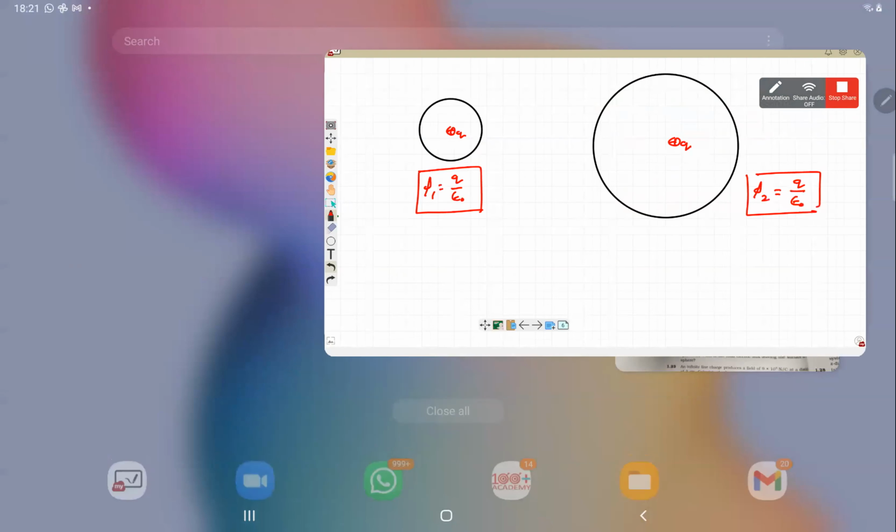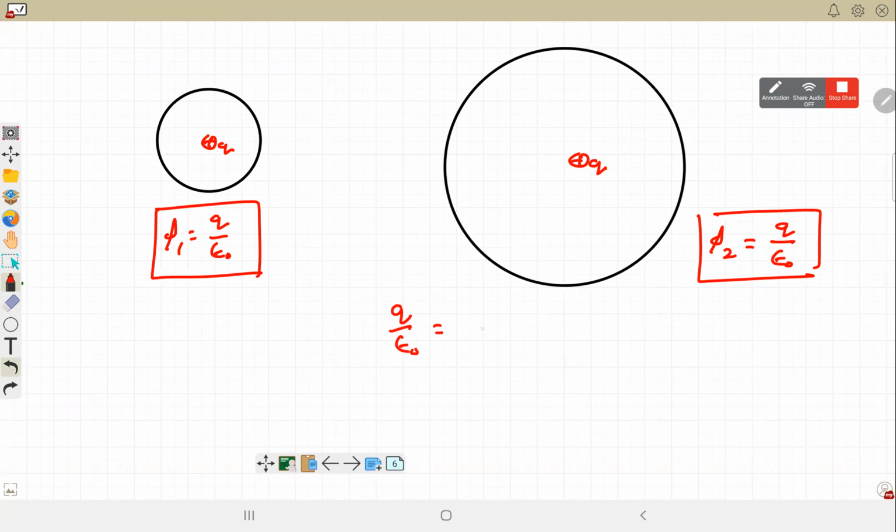So from here we can calculate the charge. Q by epsilon naught is flux. Q is equal to 5 times epsilon naught.